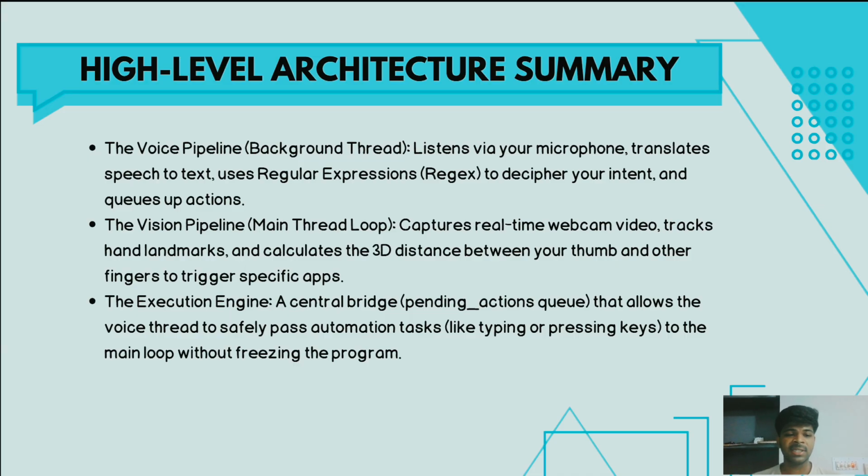So the second one is the vision pipeline, the main loop of this project, which captures real-time webcam video and tracks hand landmarks, and calculates 3D distances between your thumb and other fingers to trigger different types of gestures, which will identify it and do the specific task. For example, in the last video we have seen that pinching your index finger to your thumb opens Chrome. And the third is the execution engine, which is the main part of this project.